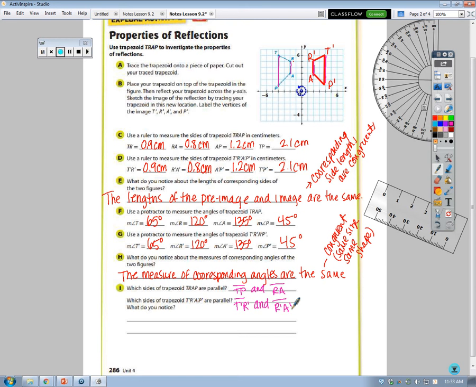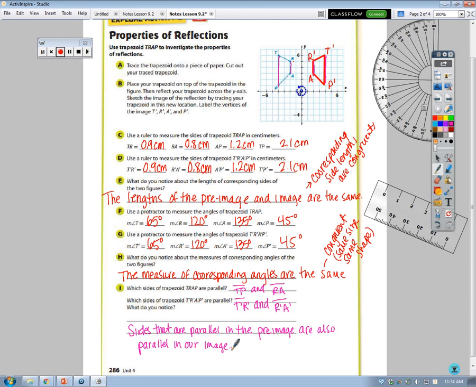Okay, so what do you notice? What do you notice about reflection and parallel images? We notice that the sides that are parallel in the pre-image remain parallel in the image. So sides that are parallel in the pre-image, because that's our first one, our original, are also parallel in our image.